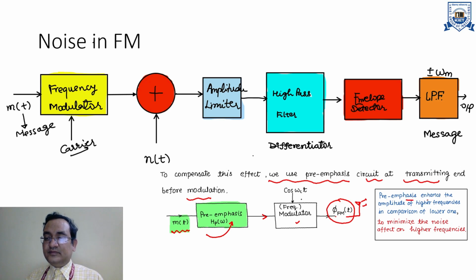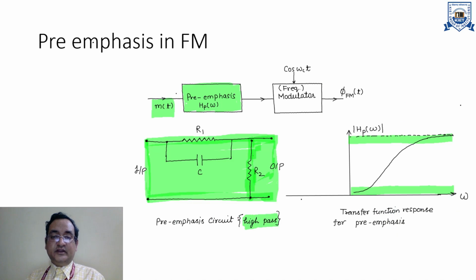Pre-emphasis basically enhances the amplitude of higher frequencies in comparison to lower ones, to minimize the noise effect on higher frequencies. Now if we consider the circuit of the pre-emphasis, it is simply a high pass filter with the frequency response shown in this figure. You can clearly see that the magnitude response with respect to frequency, or you can say the CTFT of this pre-emphasis circuit, is simply a high pass filtration process, right?